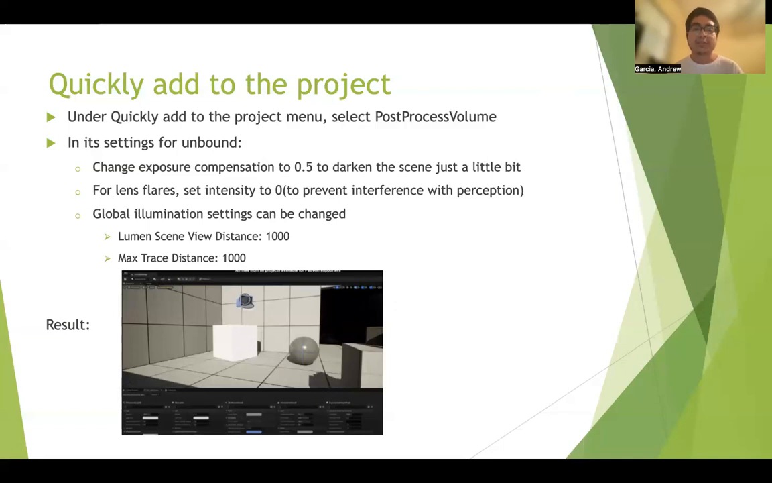The global illumination settings can also be changed. Lumen scene view distance could be set to 1,000, and max trace distance could be set to 1,000 as well. Each number represents 1 meter, so it's 1,000 meters in this case. And this is the result.